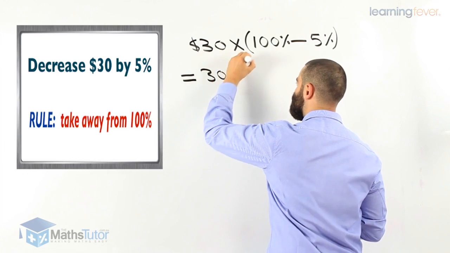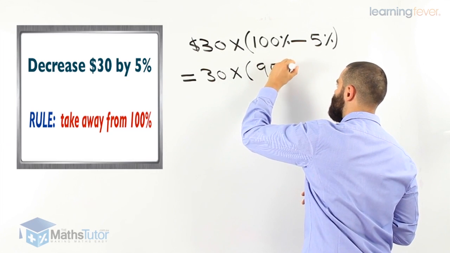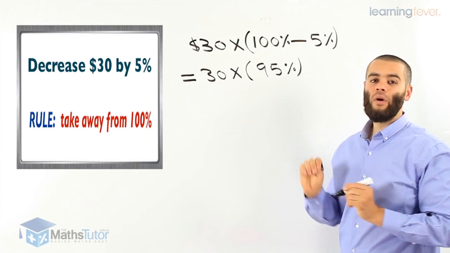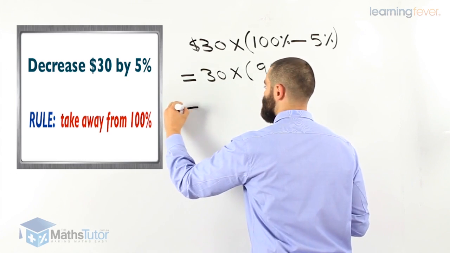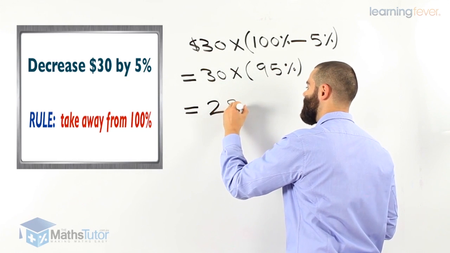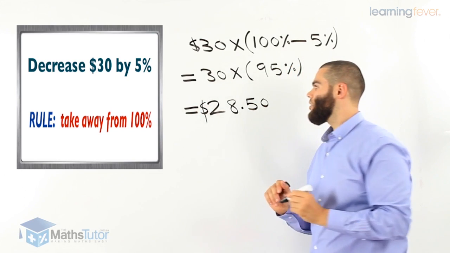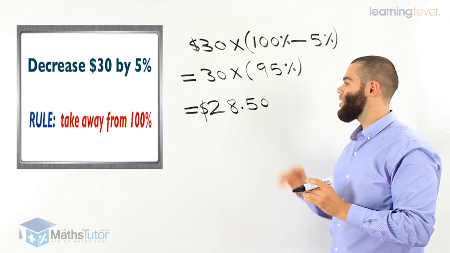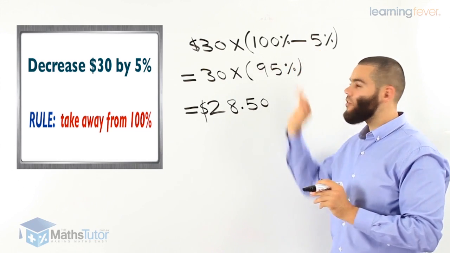30 times 100 take away 5, 95%. We are decreasing, so we take away from 100. That's the rule. 100% take away 5%. 30 times 95%, and you can grab your calculator and you're going to get $28.50. The $30, it decreased by 5%. It went down and became $28.50. So how do we decrease? We take away the percentage from 100%.